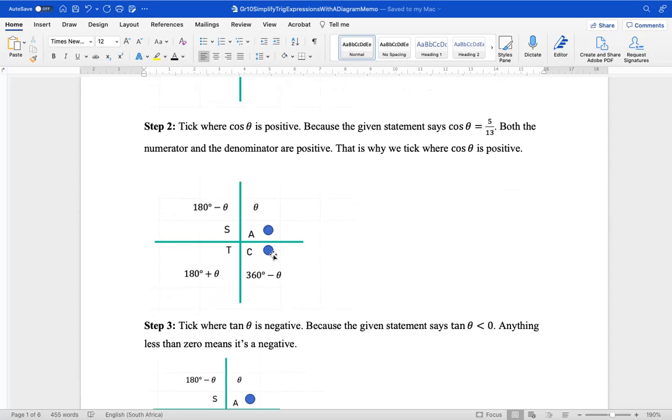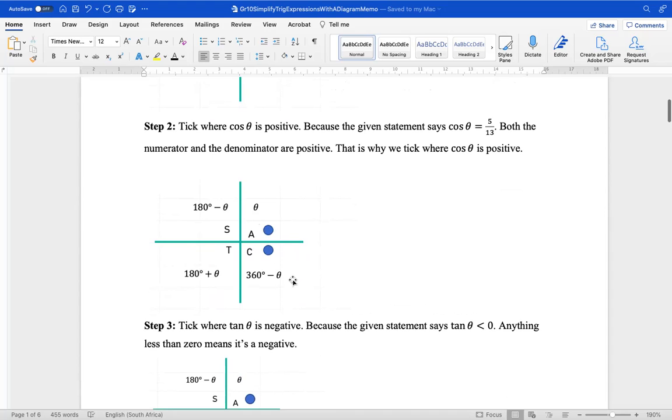I'm using blue circles. You can use a tick and a tick, or a cross and a cross. You can use any marker to basically determine your playground. You'll see what I mean just now by the word playground.